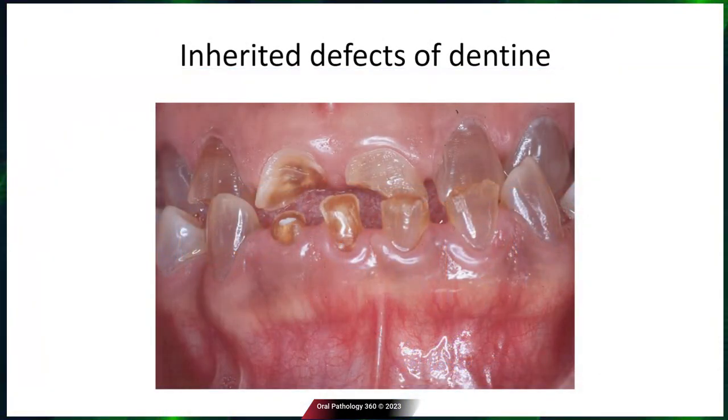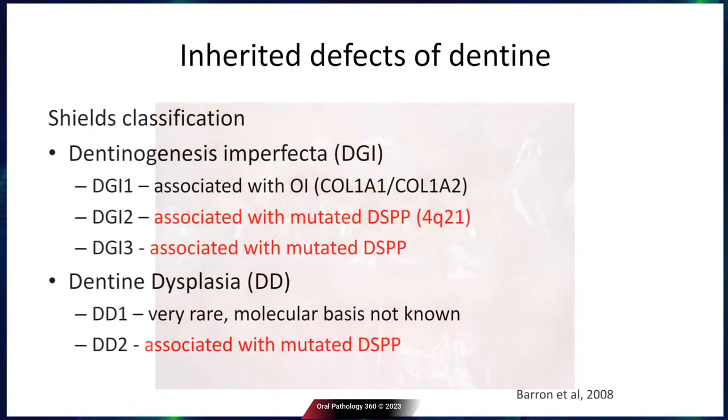So as we start this time, we're really going to start with the inherited defects of dentine. And this is an area in which there has been, over the last few years, a number of improvements in the classification and our understanding of the disease. The clinical feature, as you can see here, is not unexpected in terms of that opalescent appearance to the teeth, a slight orangey-brown appearance. The enamel is lost very quickly. The teeth are then worn down, and this is a classic example of dentinogenesis imperfecta.